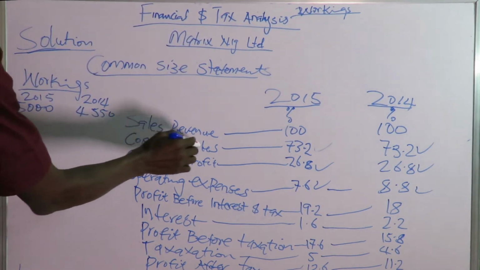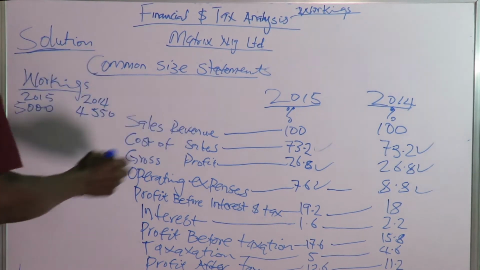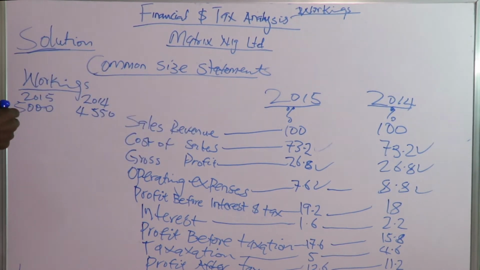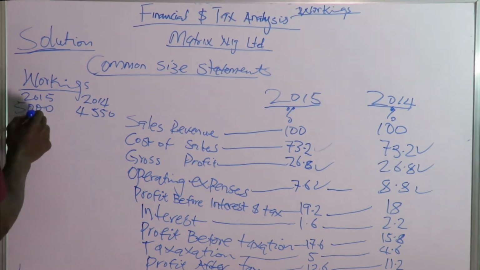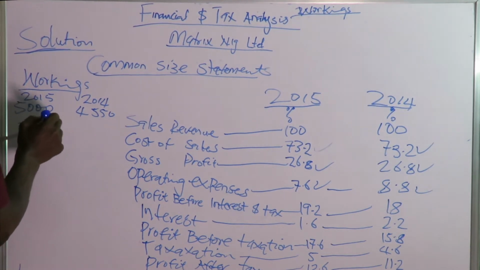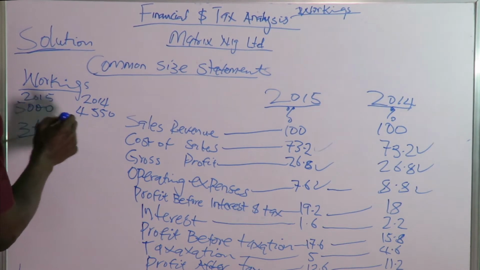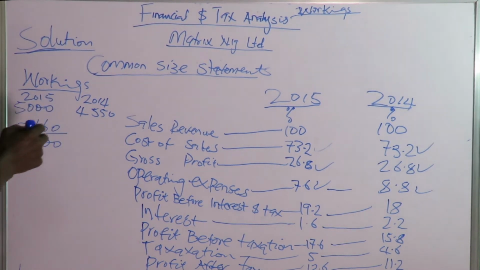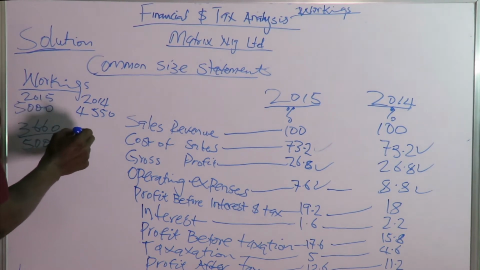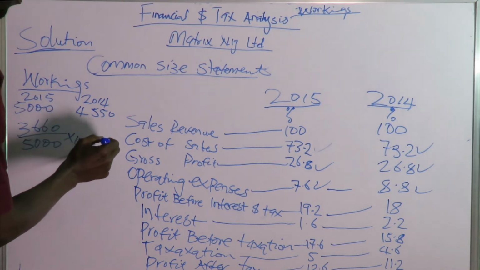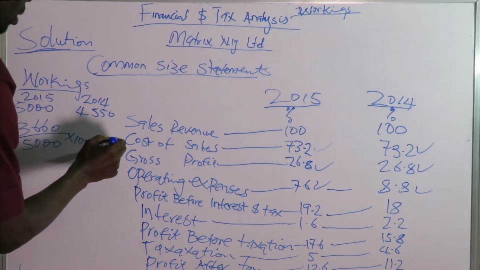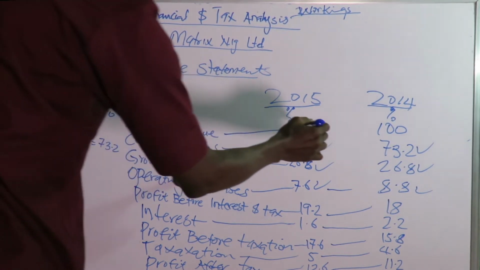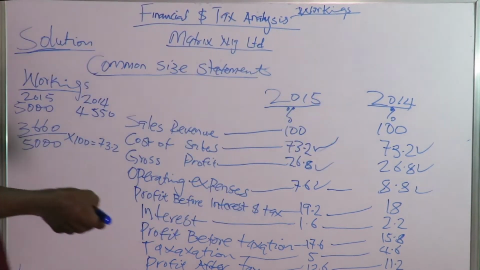Now, cost of sales. How much is the figure for cost of sales for 2015? The figure for cost of sales for 2015 is 3,660. Then you divide it by this 5,000, which is the revenue for 2015, times 100. It will give you 73.2. That is how we arrive at this figure. It's as simple as that.